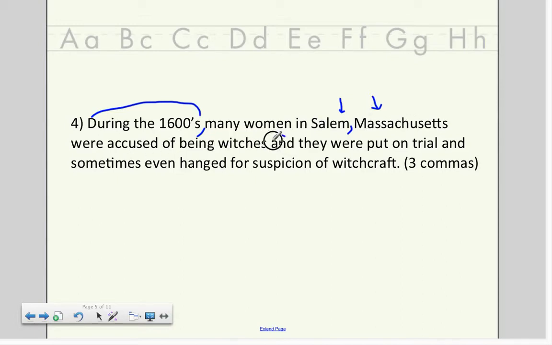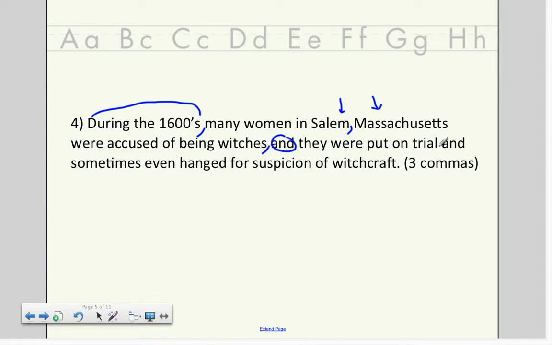All right, now we have this conjunction and. So if it's a compound sentence, meaning we have 2 sentences, then we need to put a comma. This part right here is a complete sentence, but let's see if this part here is. They were put on trial and sometimes even hanged for suspicion of witchcraft. So they were, that's the beginning of our new sentence. So we have 2 sentences here. So we need to put one there.